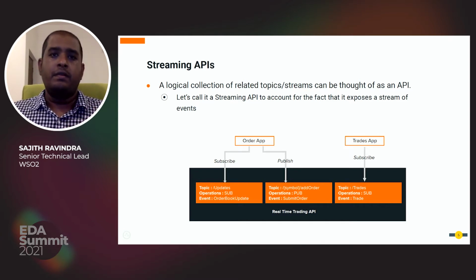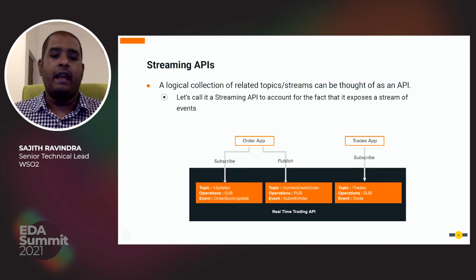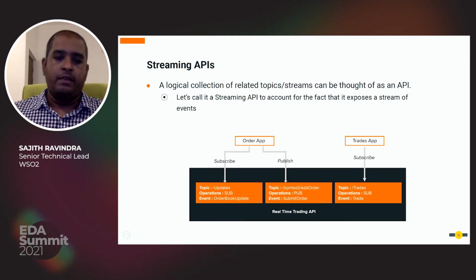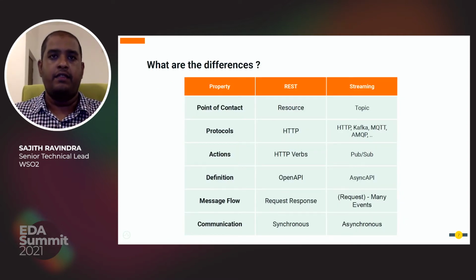Also here, the API is actually a collection of topics. The topic is something through which events flow, right? So event streams flow. To account for that fact, we'll call this a streaming API. I'll be using that term from here onwards to refer to such APIs. Okay, so now we established what a streaming API is.